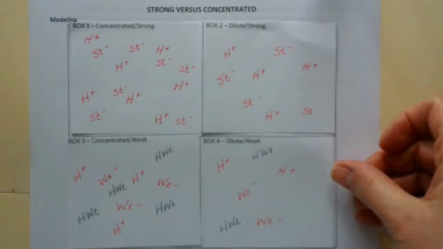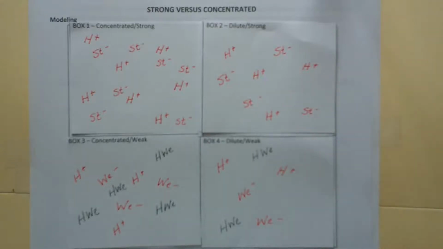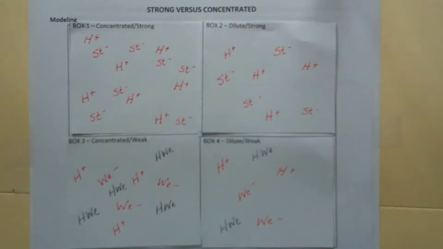In the last one, the fourth box, we're going to do dilute and weak. So again, dilute is only going to have 4 things in it. Weak, they're not all going to break apart. So when we look at this, you can tell that these two are concentrated. These two are concentrated because they have more stuff in it. These two are dilute because they have less. Just looking at it, you can see more and less.